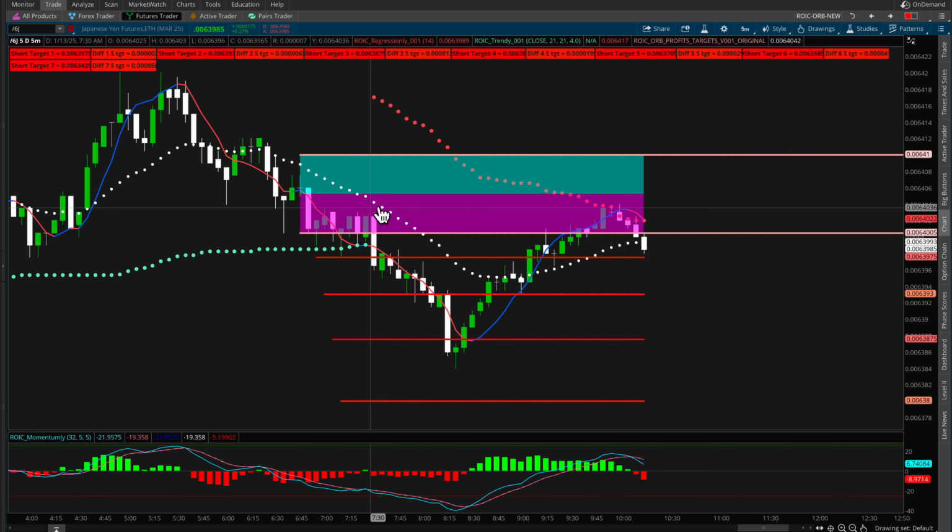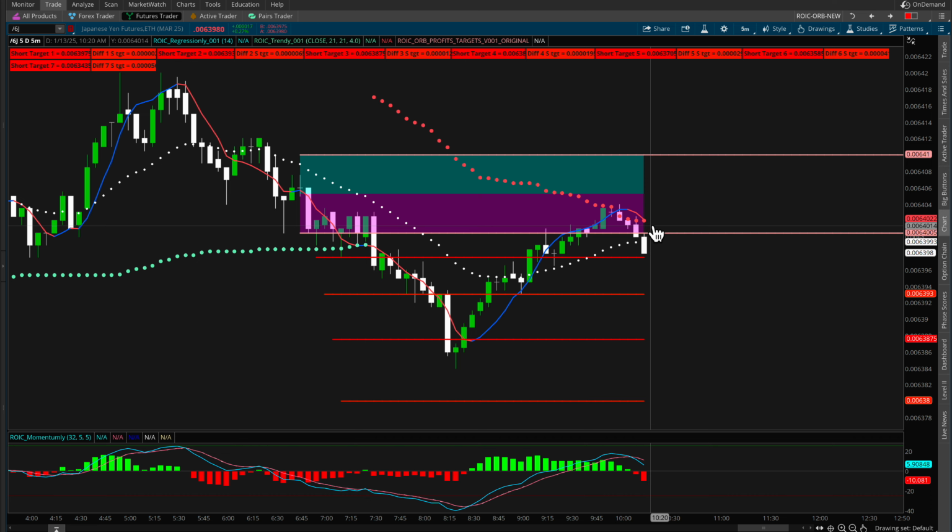Because no matter what, if you would have missed it, you would have missed 1, 2, 3 take profits, right? As you can see, it broke down again, and look at that. You have regressionally turning red, which is bearish, trendly still red. Right here, momentum is crossing down. Okay, you have the red bars, and it broke down the orb system. So as you can see, that is 1, 2, 3, 4, and you're below the 21, which is 5 confirmations again.